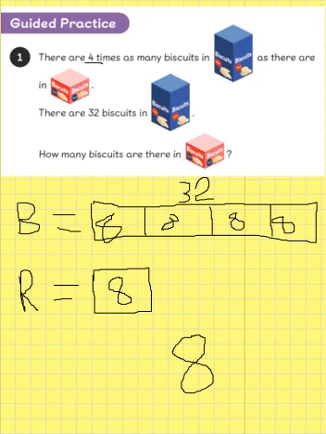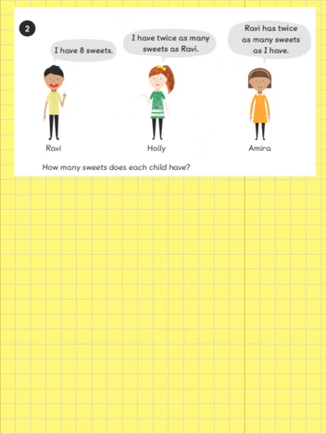So let's have a look at the second guided practice question. I want you to see if you can use a similar method to work out what the answer is. Here we've got 3 different people. We've got Ravi, Holly and Amira. And it's saying here that Ravi has 8 sweets. Holly is saying she's got twice as many sweets as Ravi, and that Ravi has twice as many sweets as I have. So the question is asking us how many sweets does each child have? So we need an answer for each one.